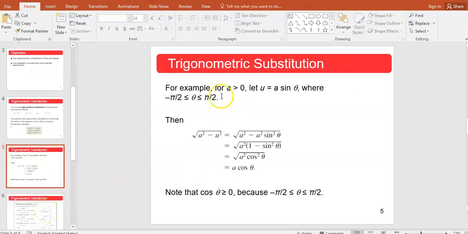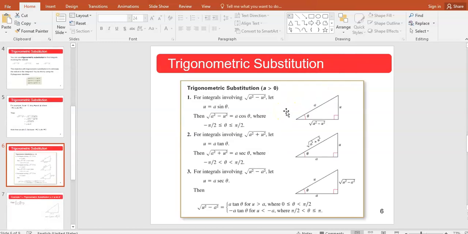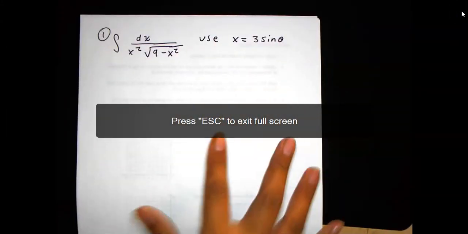For example here, they say let u be a sine of theta. So they're going to tell you what to use u as. Here we're going to do a right triangle, then we're going to use SOHCAHTOA. Sine is opposite over hypotenuse, cosine equals adjacent over hypotenuse, and tangent of theta equals opposite over adjacent. We're going to be doing these triangles within our examples. So I want to show the examples. My first example is right here.